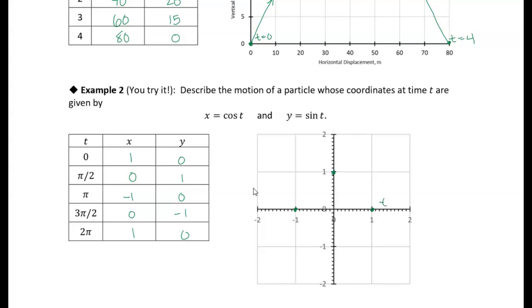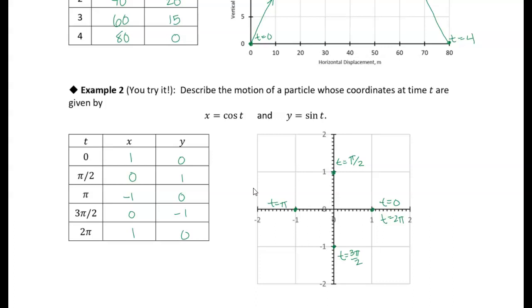This is t equals 0. This is t equals 1. Over here, this is t equals pi over 2, right? And then this is t equals pi. And then down here we're at t equals 3 pi over 2. And then we come back around to t equals 2 pi. So we're back around where we started. So you might expect it's looking like a circle.